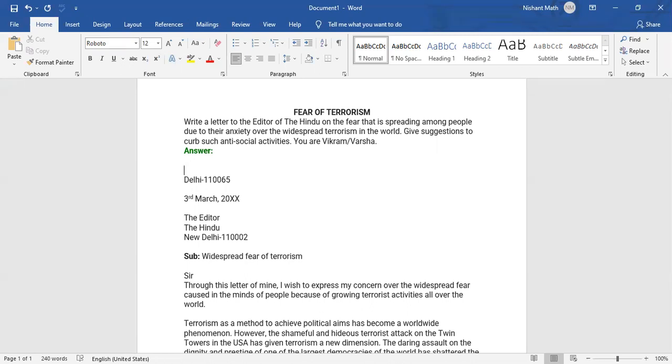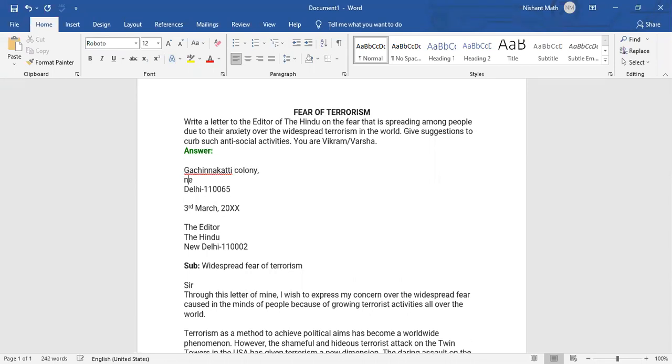Gachin Colony, near BLD Road, Ambabani Temple. Near BLD Road. That's it.